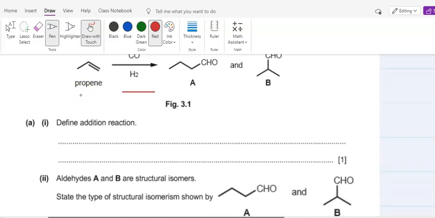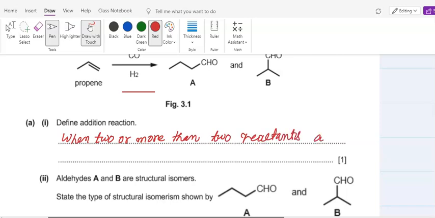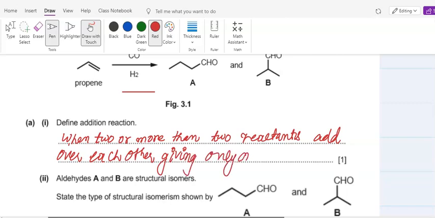An addition reaction is when two or more than two reactants add, giving only one product.